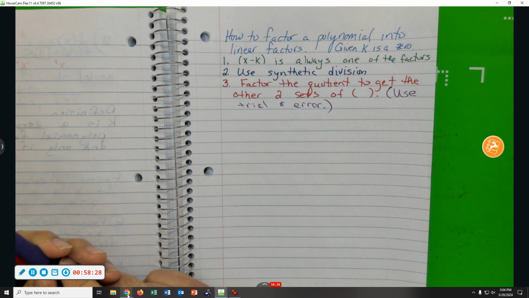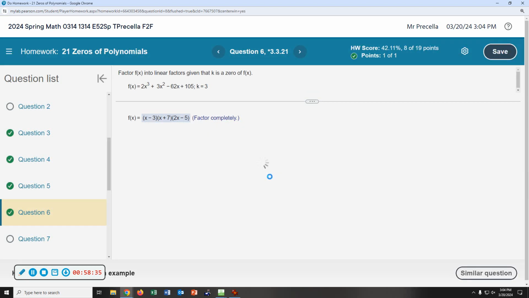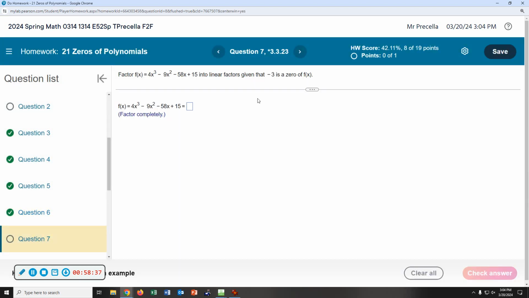So, are we ready to do number 7? I think number 7 might be a little tricky because it doesn't say k equals. It just says -3 is a 0. You got to know that's k equals -3. Okay, so write it down.